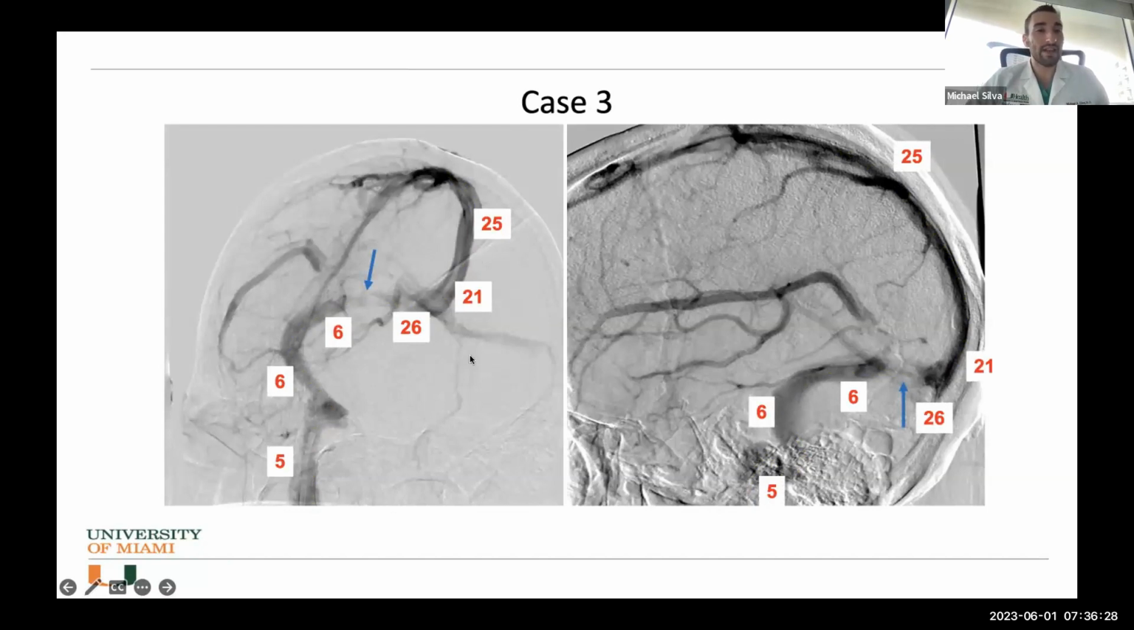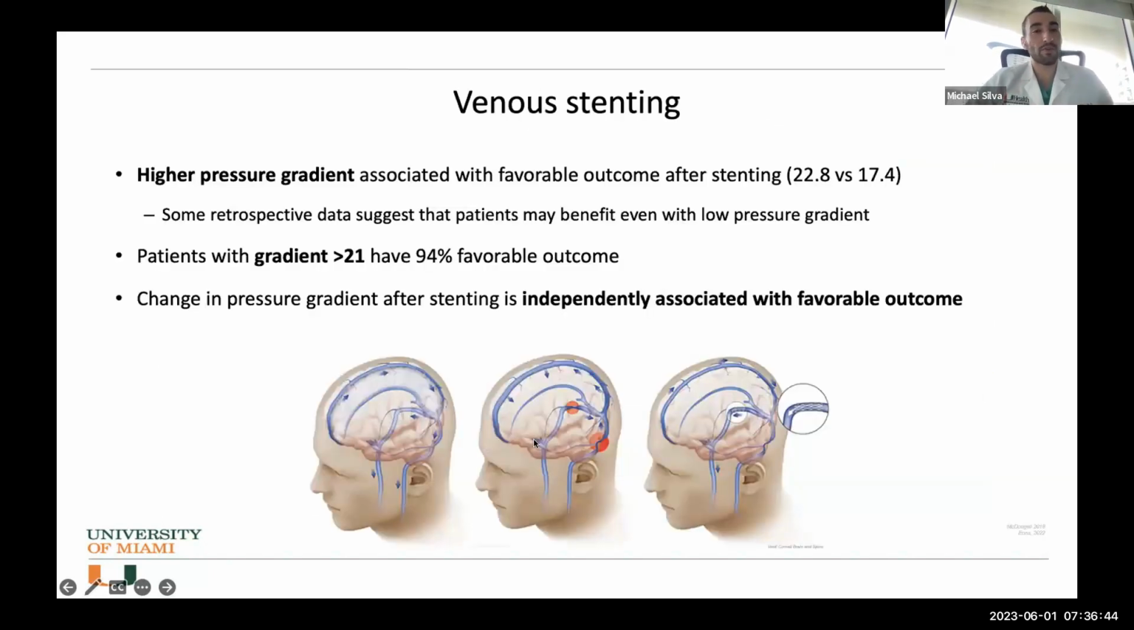And immediately across that area of stenosis, the pressure drops from 26 to 6. So this venous manometry is very informative because it tells you that that stenosis may be contributing to their elevated pressures. And this is how groups have been selecting patients for venous stenting. And there's good data to support this.